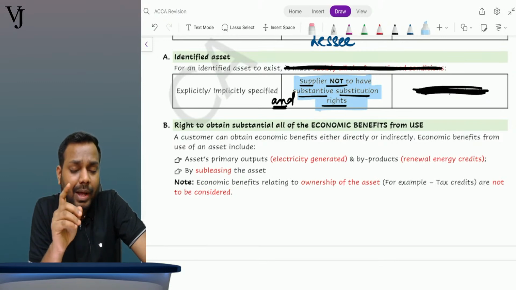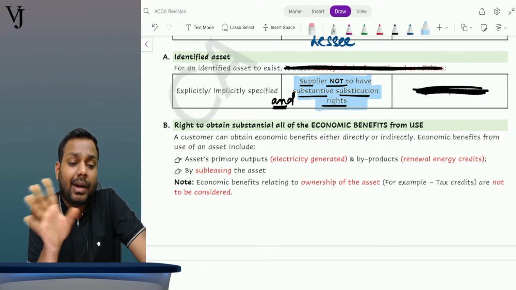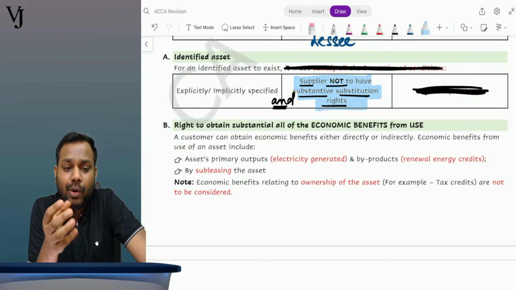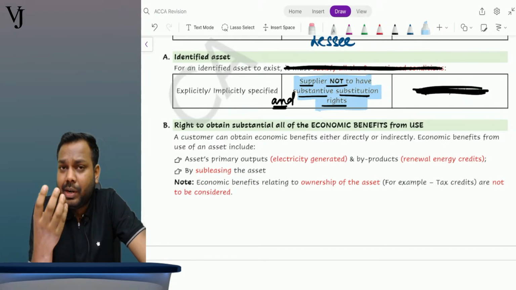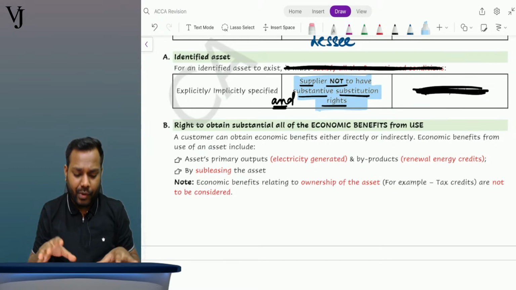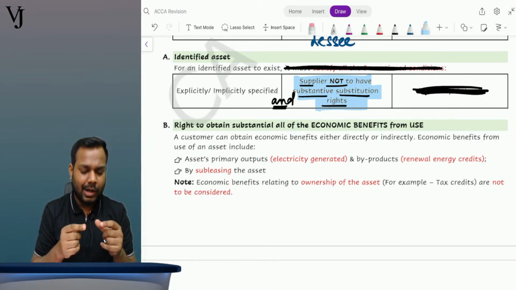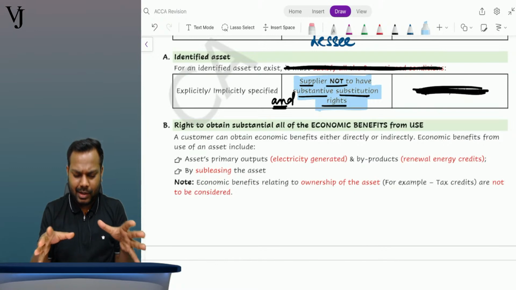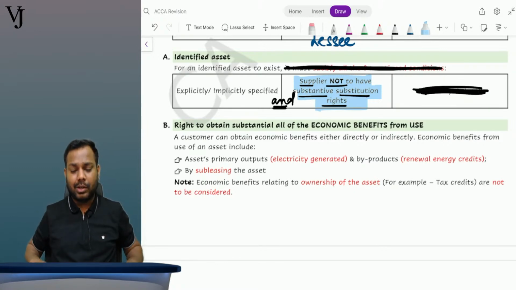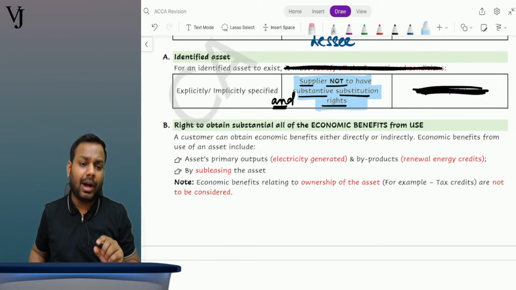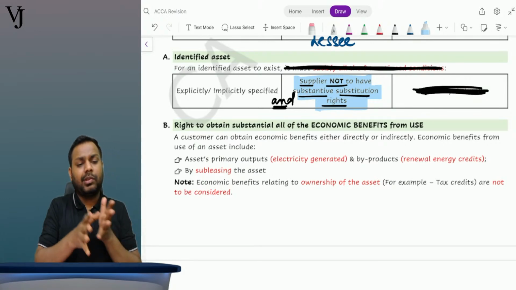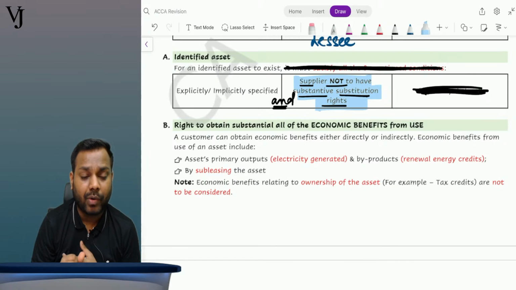If the supplier or the lessor has the right to substitute the asset, then it is not an identified asset. In my regular classes I give the example of the local vendors. Like, if you have visited the railway station, there is a vendor who sells magazines or comic books. His stall is on a moving vehicle, and he also pays a rental for that space. But is that an identified asset? No. Sometimes his stall is in this place, sometimes in that place. So this is not a lease contract. Why? Because there is no identified asset that he gets.